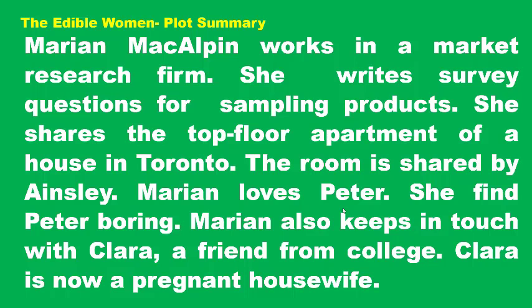MacAlpin is in love with Peter, who is a lawyer. But the problem with MacAlpin is, she finds her lover, Peter, very boring and very normal. She wants something more romantic in her love, but Peter is very conventional. He is a very regular man. But MacAlpin wants Peter to be more romantic. So she finds Peter very boring. And she also is in touch with her college friend named Clara, who is settled as a housewife.